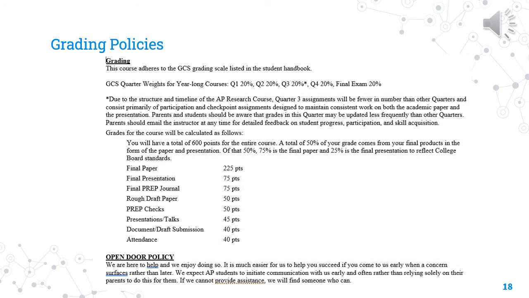This is an indicator of the grading policies and can be found in your syllabus on Canvas. Remember that GCS requires quarter weights for year-long classes. Quarters 1 through 4 will make up 80% of your grade, and the final exam will be 20%. Remember that this course may have varying amounts of points in different quarters based on the amount of work you're doing and the amount of things that we take up.